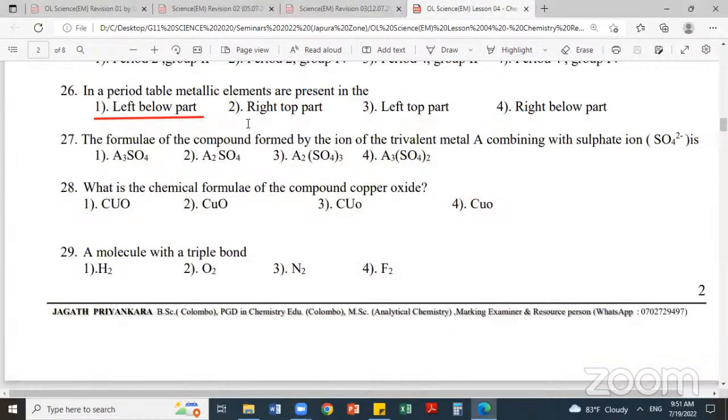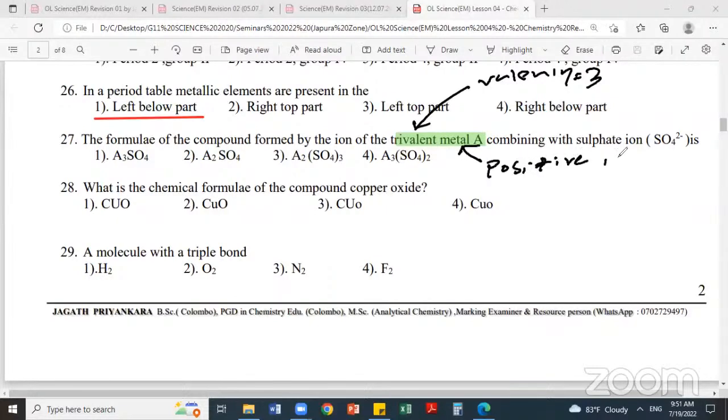Question number 27. Trivalent metal, highlight it. What is the meaning of trivalent metal? Trivalent means valency 3, and since it is a metal, it's going to form a positively charged ion. So please put an arrow if you want. A becomes A3 plus.